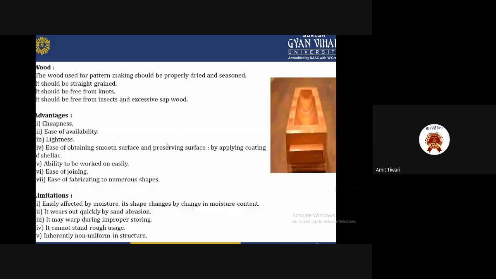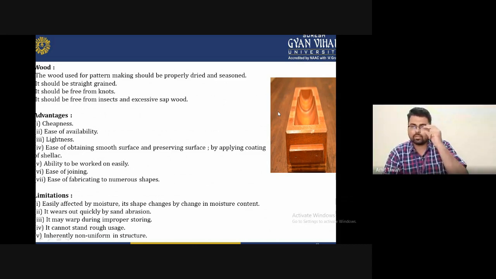So you can see it in this diagram. That is a wood pattern generally used for making a structure, and generally we use wooden patterns nowadays. It is very popular, easy to construct, and easy to give unique and complex shapes. So wood has some advantages also. First is cheapness. It is easily available, and not too much is paid for fabricating a wooden pattern. Second is ease of availability, easily available.